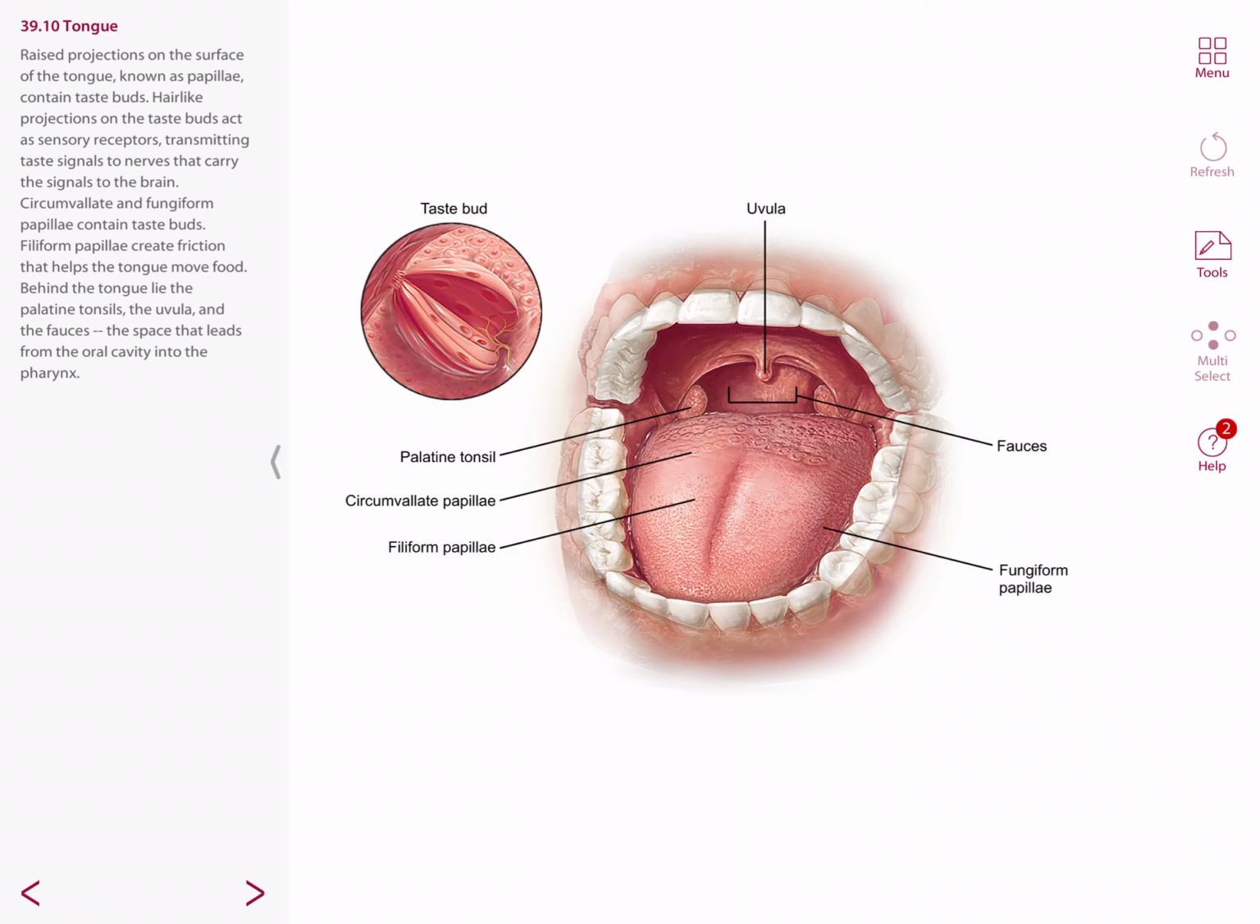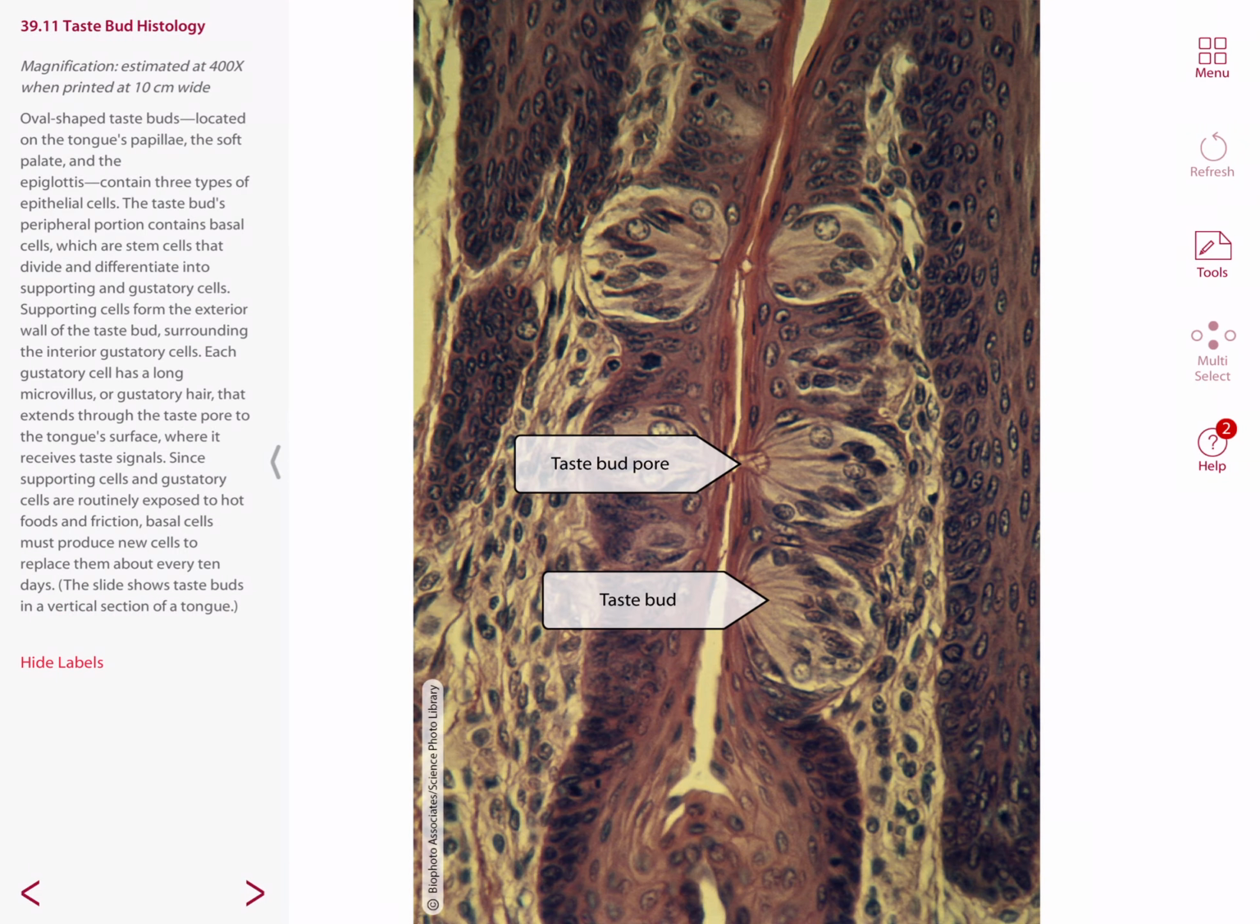There's 3 different types of papillae. In the very posterior of the tongue, near the root of the tongue, we have what we call the circumvallate papillae. These are big and large and only found in the back. Then on the lateral sides of the tongue, we've got the fungiform papillae, and on the top, we've got the filiform. All of this leading back to the oral pharynx there.